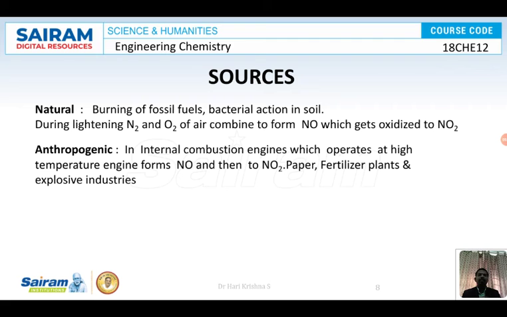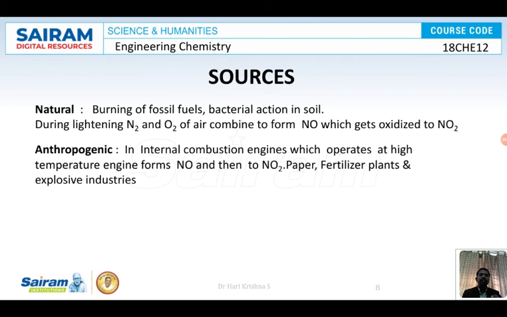So the major contribution for oxides of nitrogen is from road, that is automobiles, and the other is stationary fuel combustion. Naturally, how is it obtained? The natural source is nitrogen fixing bacteria. For crops like potatoes, you need more nitrogen. The nitrogen fixing bacteria is rhizobium, which also emits oxides of nitrogen to the atmosphere. And during lightning, in rainy season, nitrogen and oxygen in the atmosphere combine to form NO, nitrogen oxide, which further gets oxidized to nitrogen dioxide. So these are the natural sources.